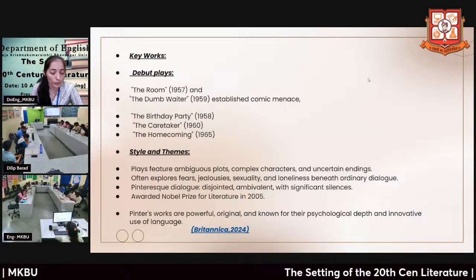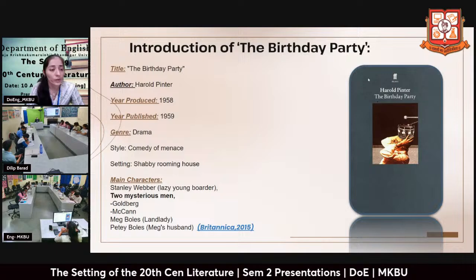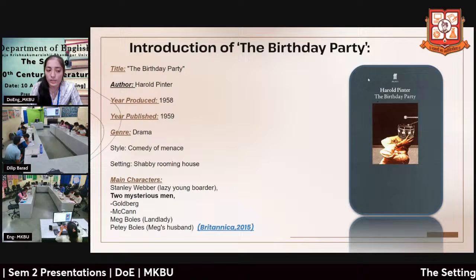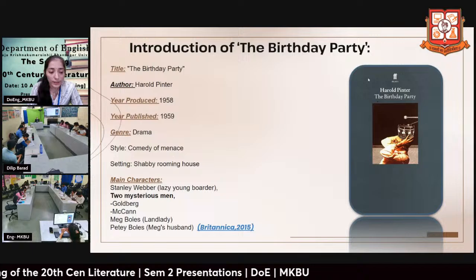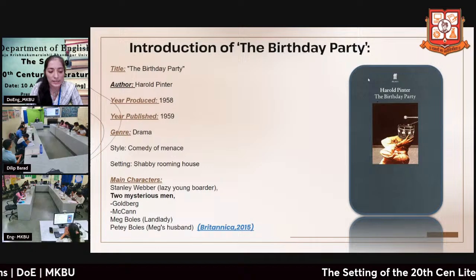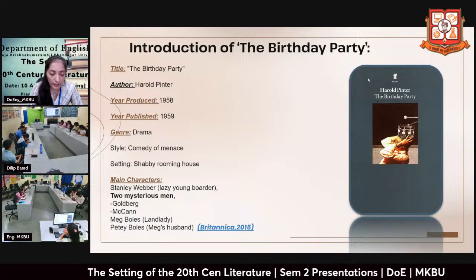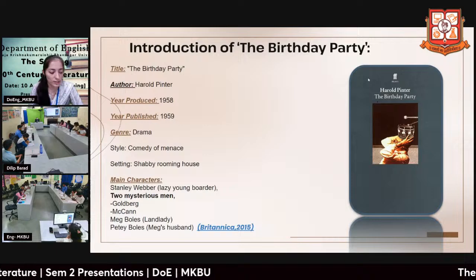Now let's discuss the introduction of The Birthday Party. The title is The Birthday Party. The author is Harold Pinter. It was first produced in 1958 and first published in 1959. It falls under the category of drama, and its style is comedy of menace. The setting of the play is a shabby rooming house, and the central character is Stanley Webber, a lazy young boarder. Two mysterious men are Goldberg and McCann, Meg Boles is the landlady, Petey Boles is Meg's husband, and another minor character is Lulu. This is also from Britannica.